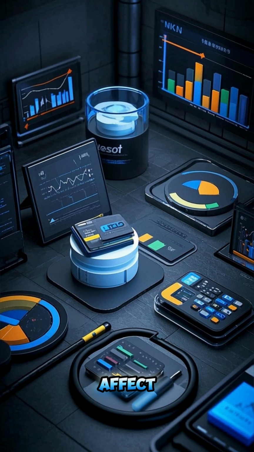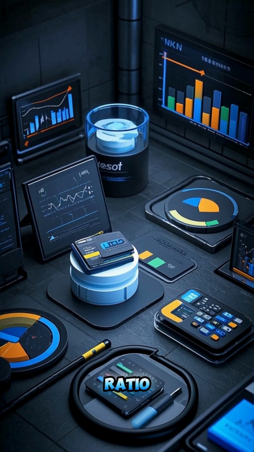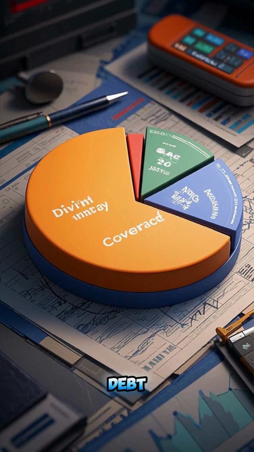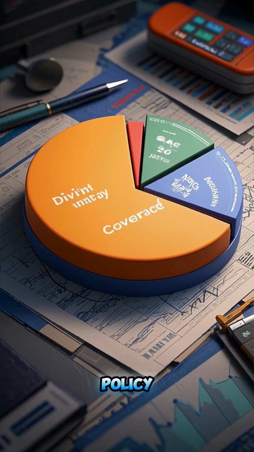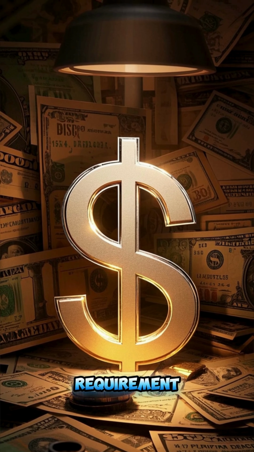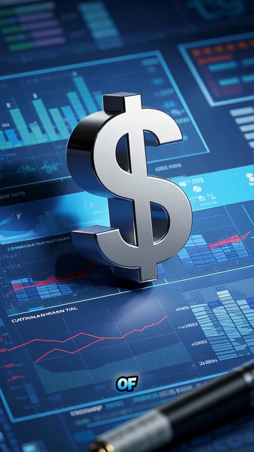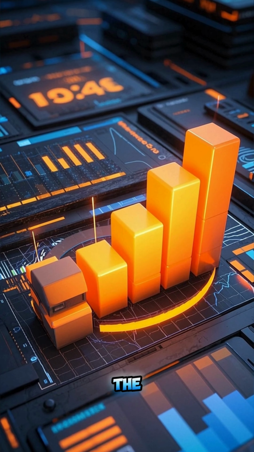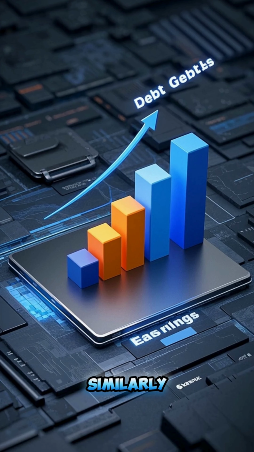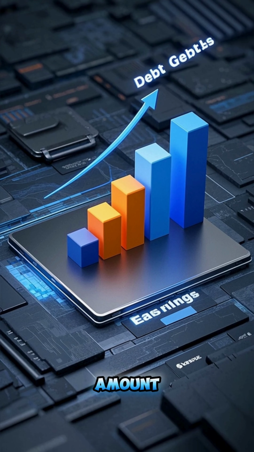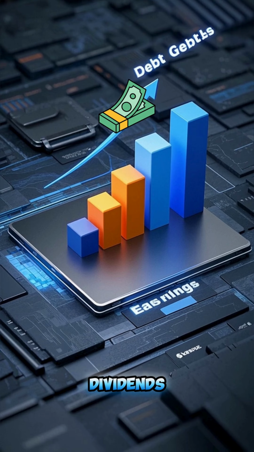Several factors can affect a company's dividend coverage ratio. These include the company's profitability, capital expenditures, debt levels, and dividend policy. For example, if a company has a high capital expenditure requirement, this can reduce the amount of earnings available to pay dividends, which in turn can affect the dividend coverage ratio. Similarly, if a company has high debt levels, this can also reduce the amount of earnings available to pay dividends.